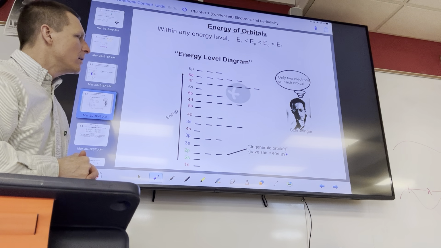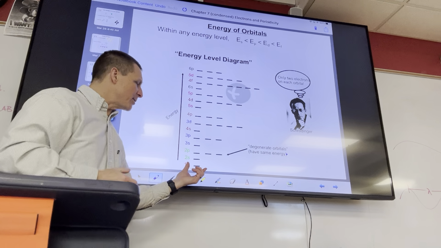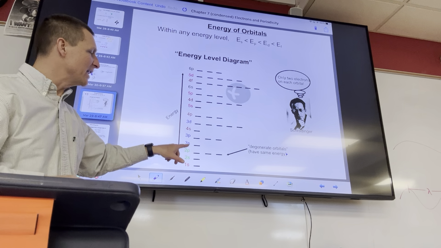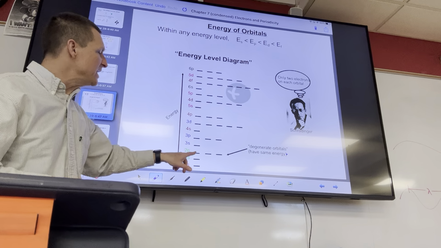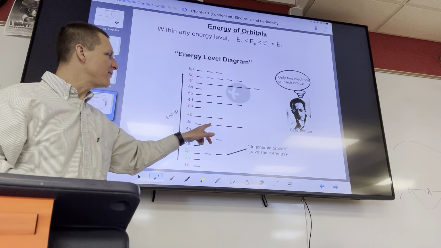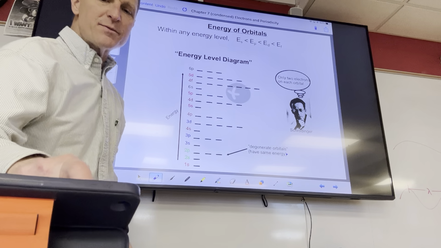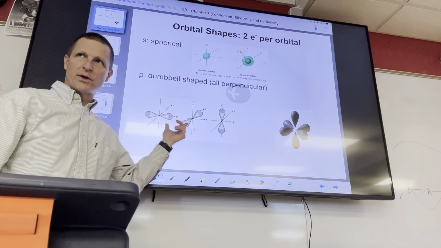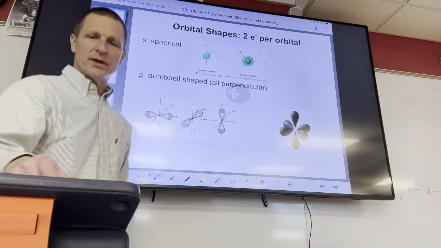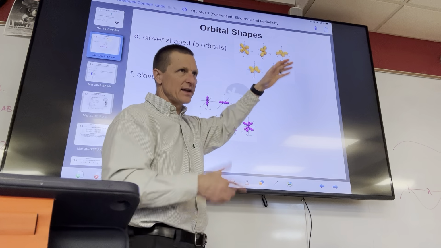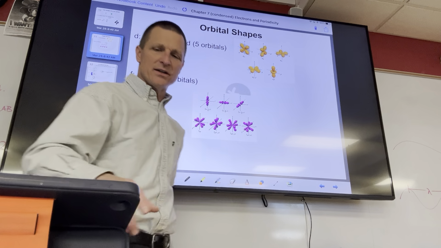What do the lines mean? Okay, so now I was going to talk about that. Each of these lines, notice all the S's have 1 line next to them. The P's have 3 lines. The D's have 5 lines. That corresponds with 3 p orbitals. So there's 3 lines. Each line represents an orbital. The D's have 5 orbitals, so they get 5 lines on that energy diagram.